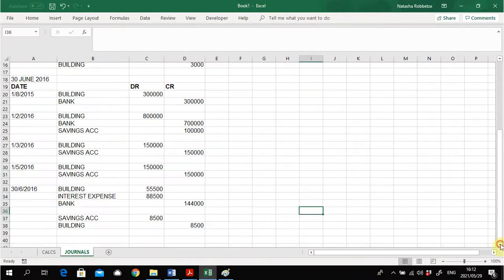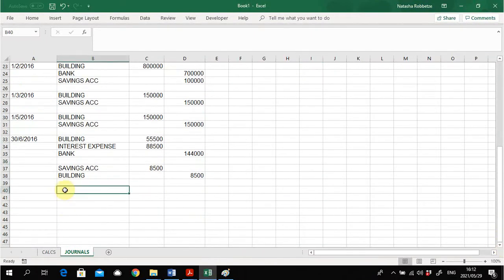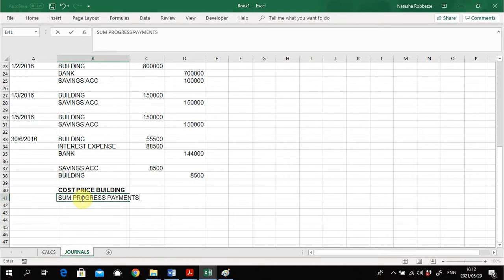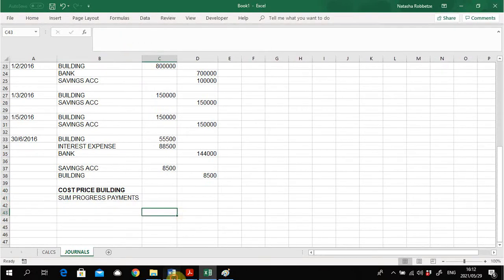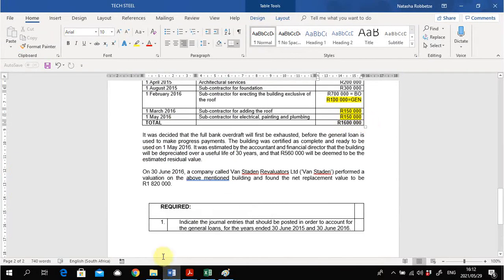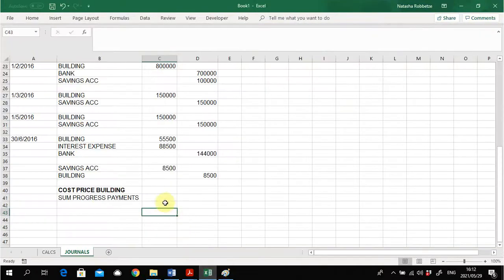So on 30 June, we now need to go and determine the cost price of the building. And the cost price of this building will be, first of all, the sum of all the loans, right? Sum of the progress payments, basically, because the loans that we have obtained were to cover the progress payments. And the total progress payments was 1.6 million. So that's the first part that will go into the cost price of the asset, of the building.